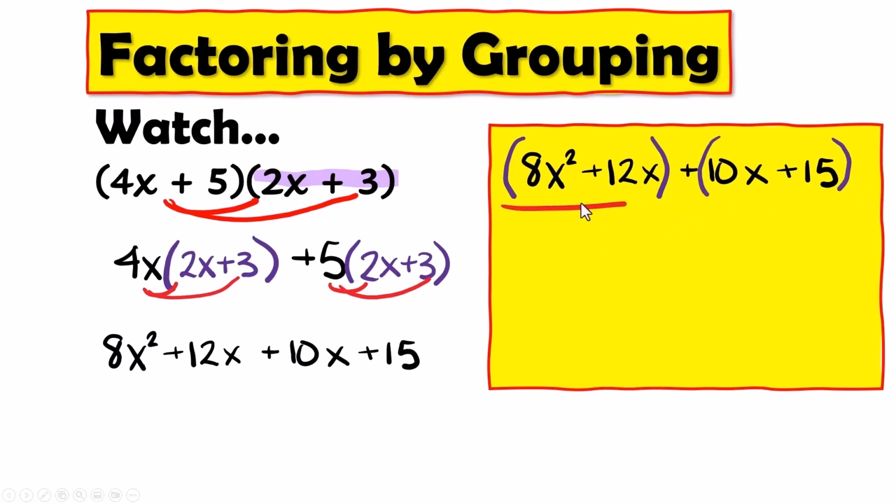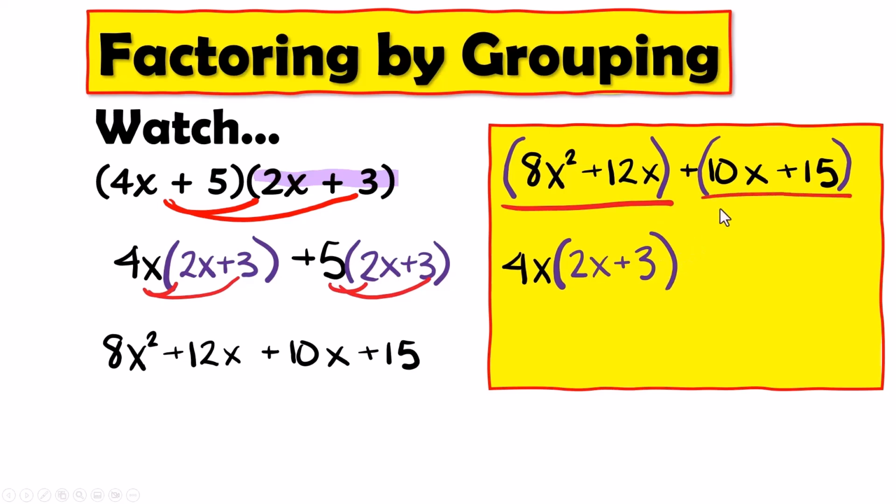Now we're going to pull GCF out of the first term. The largest number that can come out is a 4. The largest x is x. And on the inside, we're going to get 2, because 4 times 2 is 8. And I need another x to get that x squared. Plus, I already have a 4x, so I just need a 3 to get the 12. The x is already there.